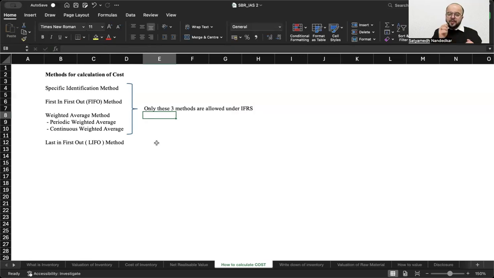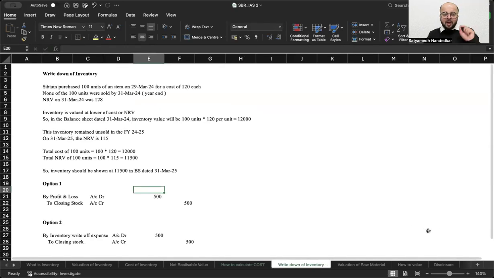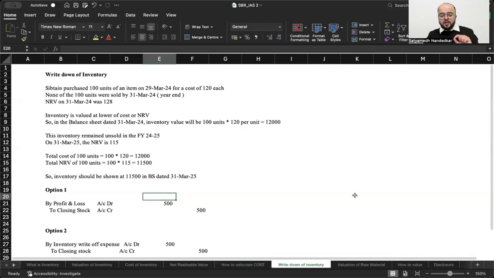We'll have, again, calculation of cost using FIFO, weighted average, specific identification method is not going to be tested at the SBR level because they have already done it at the FA and the FR level. Still, for your reference, I will be giving you a separate video on how these methods, FIFO, weighted average, and all of these methods, are used for calculation of cost.